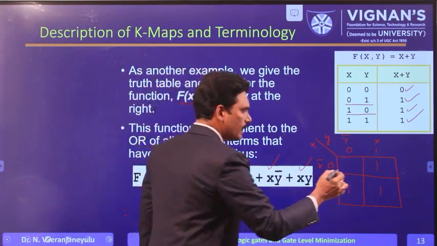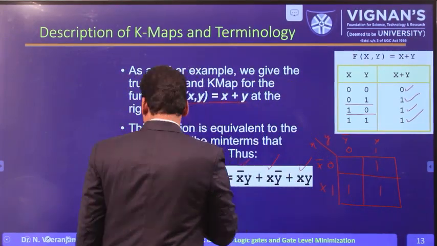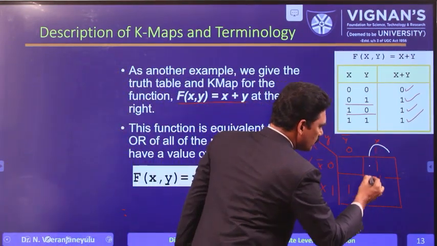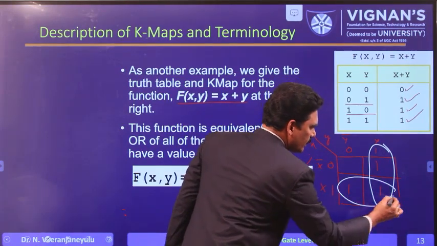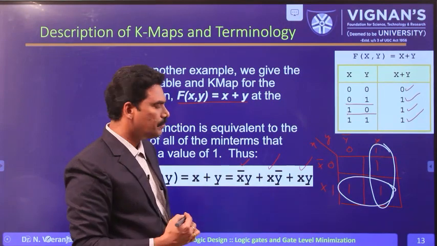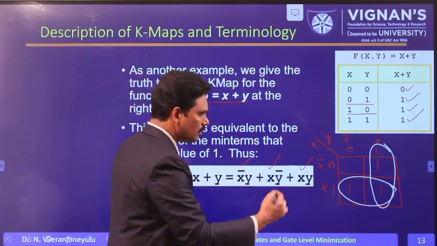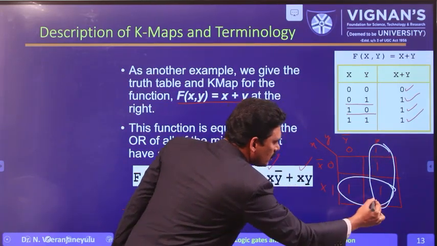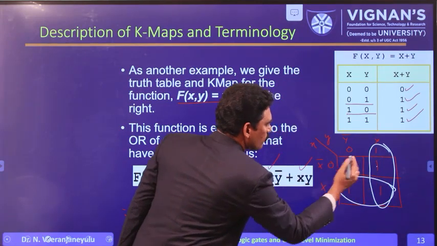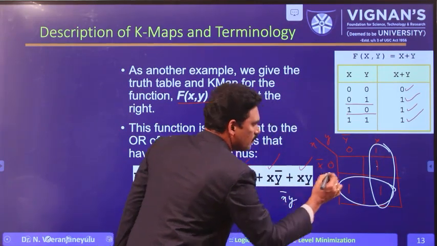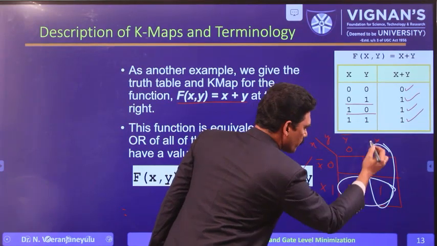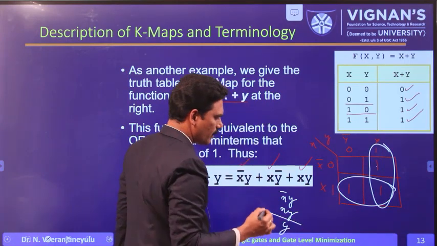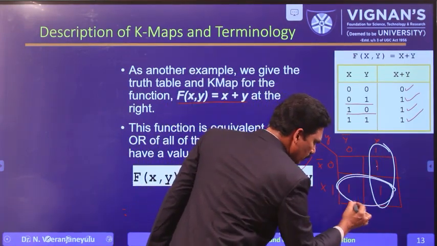So we have to simplify like this, like this. This is one simplification, and this is another simplification. From these simplifications, how to derive an expression? What are those two terms? First one is x bar y, and this one is xy. What is the common term in this? Y.